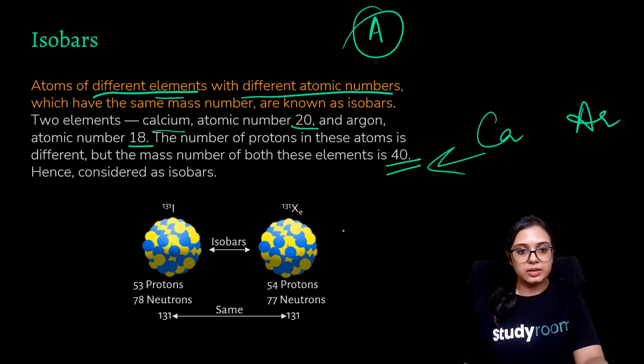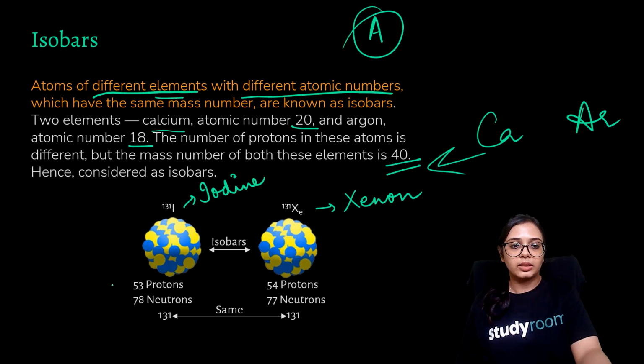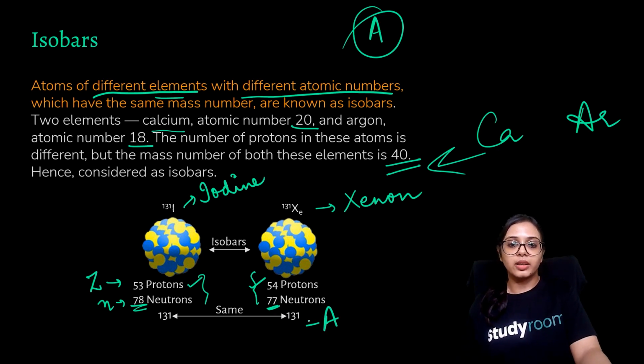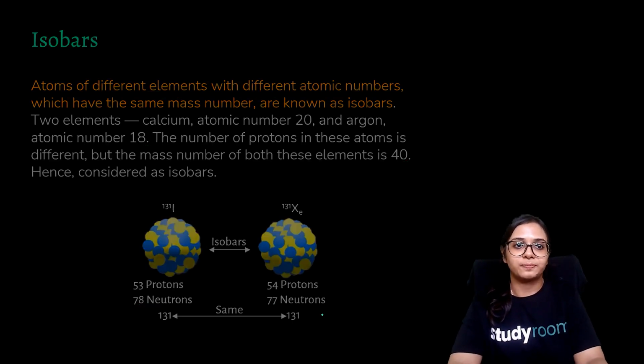Yes, in this small diagram over here, there is another example of isobars. I stands for iodine over here, and Xe stands for xenon. So you may observe here that the atomic number is different. There are 53 protons in iodine, and there are 54 protons in xenon, and the number of neutrons is also different. There are 78 neutrons in iodine, and there are 77 neutrons in xenon. But coincidentally, the sum of the protons and neutrons of both iodine and xenon, the mass number, happens to be the same, that is 131. So iodine and xenon are isobars.